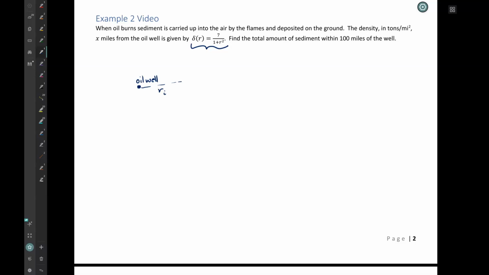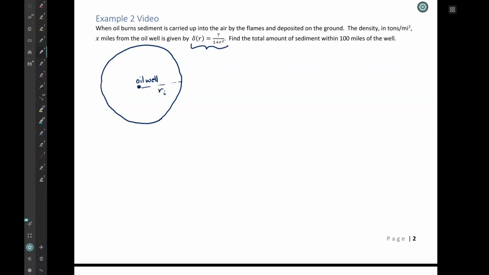The bigger r is, the smaller that is, and that's where I'm getting this idea that nearby the oil well, you have a lot more sediment built up on the ground than further away. That sort of makes sense in my head anyways. So always the idea in these problems is trying to slice so that you get constant density. And in this case, the way to get constant density is to always be the same distance from the oil well, which means your slices are really going to be circles.